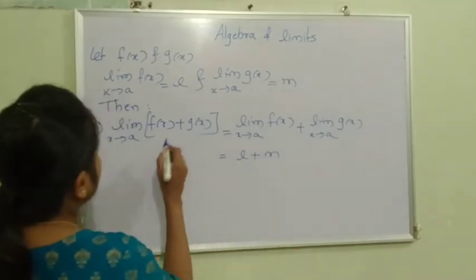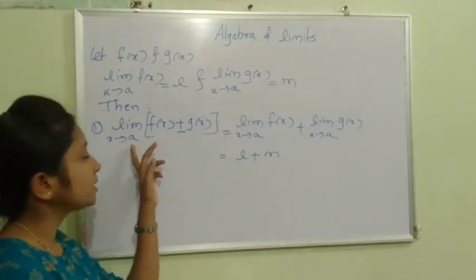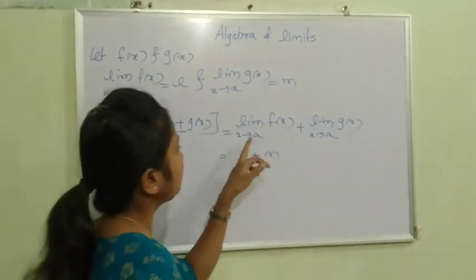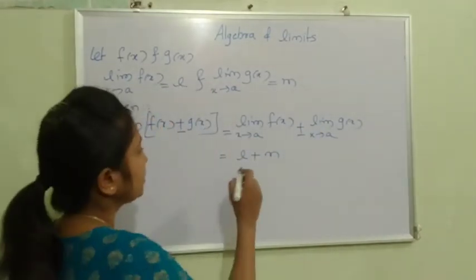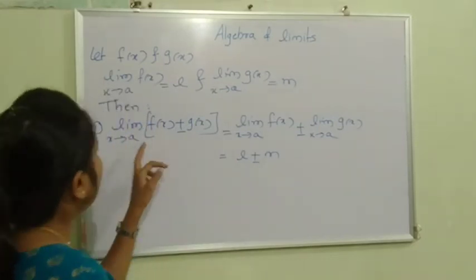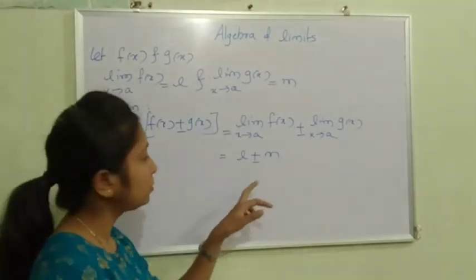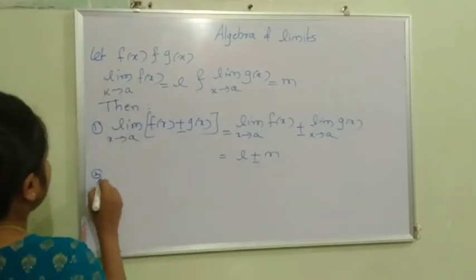Similarly, for subtraction, the limit of f of x minus g of x as x tends to a equals the limit of f of x minus the limit of g of x, which equals L minus m. That is, the limit of a difference of functions equals the difference of their limits. This is for addition and subtraction.